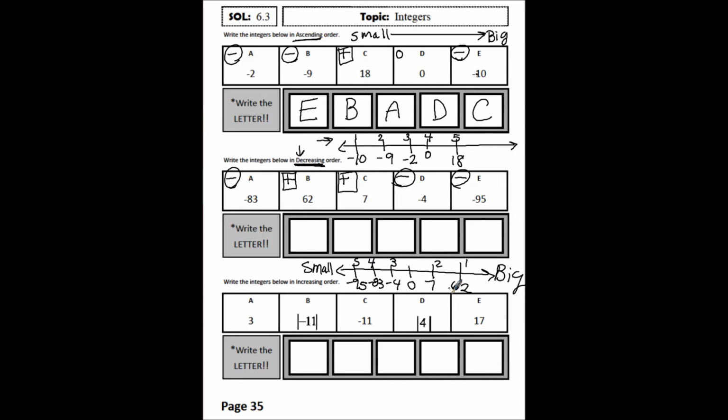So I have 62, which is B. Next I have a positive 7, which is C. Then I have a negative 4, which is D. A negative 83, which is A. And finally, the smallest, negative 95, which is E.